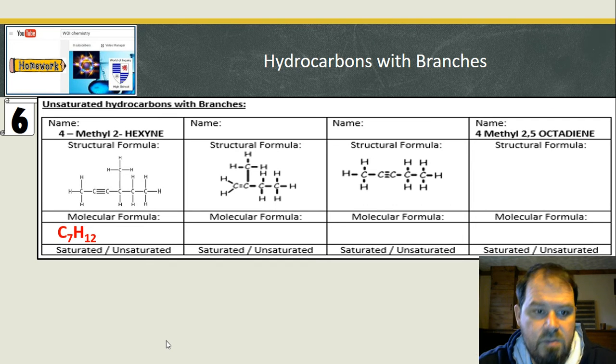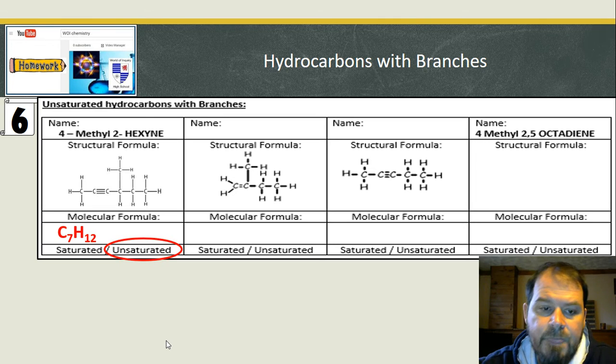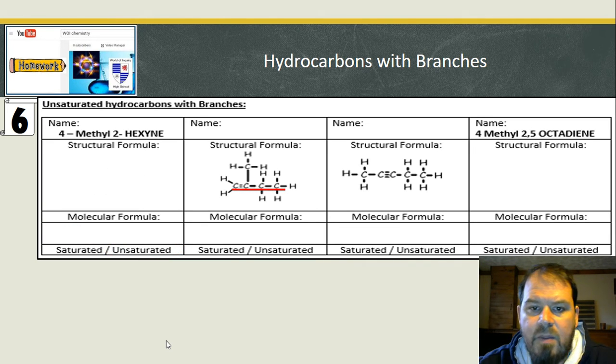Boom, and it fits. So it does match. If there's a triple bond present, I can only put 12 hydrogens on 7 carbons. Therefore, it is unsaturated because there are open parking spots. This thing could hold more hydrogens. If I broke that triple bond, I could get a lot more hydrogen in there. Good? All right, let's do the other way.